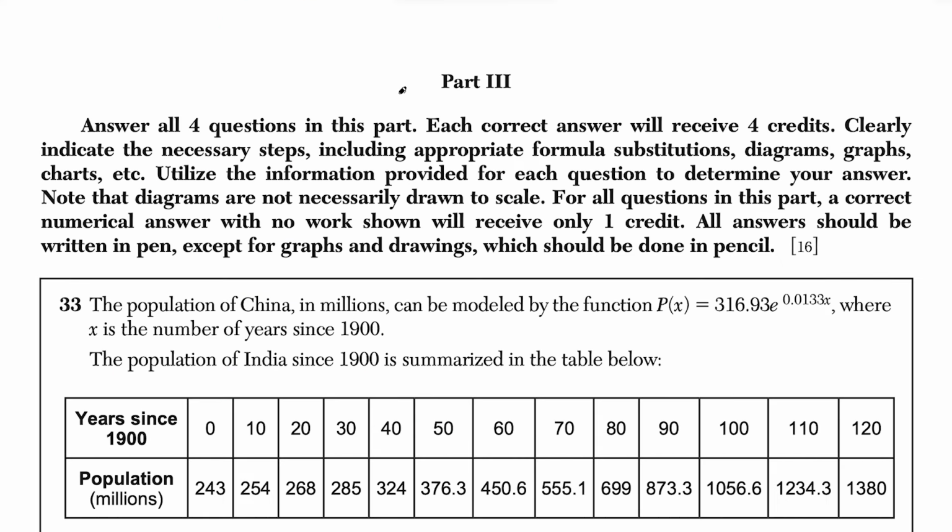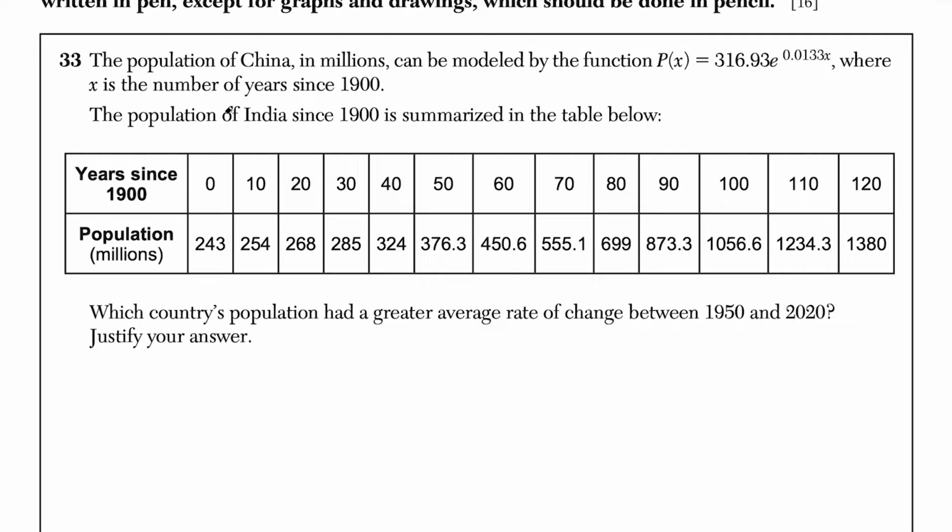So now we're moving on to part 3. There's 4 questions here, and each one is worth 4 credits. Question 33, the population of China in millions can be modeled by the function p of x, where x is the number of years since 1900. The population of India since 1900 is summarized in the table below. And we want to know which country's population had a greater average rate of change between 1950 and 2020. And we have to justify our answer.